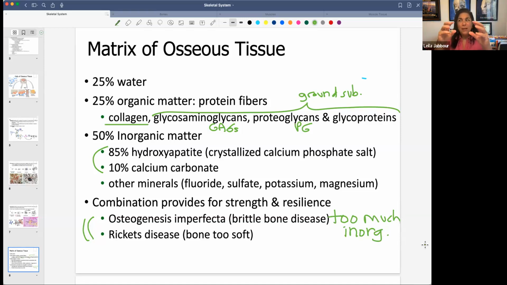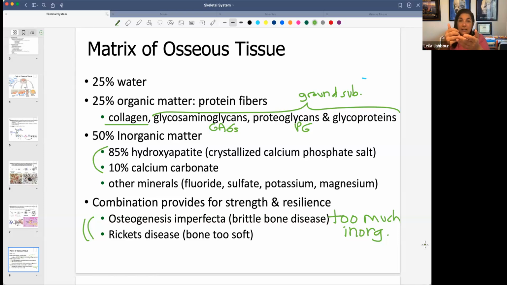And the bone, imagine a piece of chalk. If you bend on the chalk, it's going to snap. And that's exactly what happens in osteogenesis imperfecta. The bone is too brittle. There's no give. There's no bend. So the opposite is also quite amazing. The example I gave here is rickets disease. It's when bone is too soft.